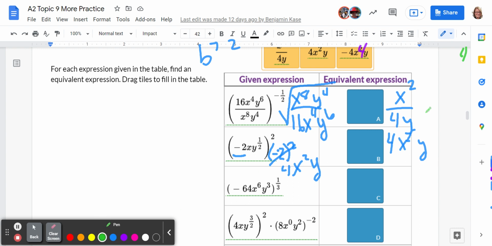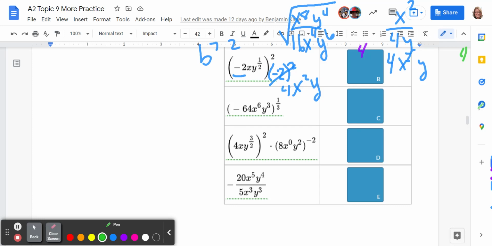Problem 3 here. Again, now I have that negative, but it's asking for the cube root. The cube root of negative 64 is going to be -4. The cube root of x to the 6th is going to be an x squared, and the cube root of y to the 3rd is just y. So there's your answer on that one.